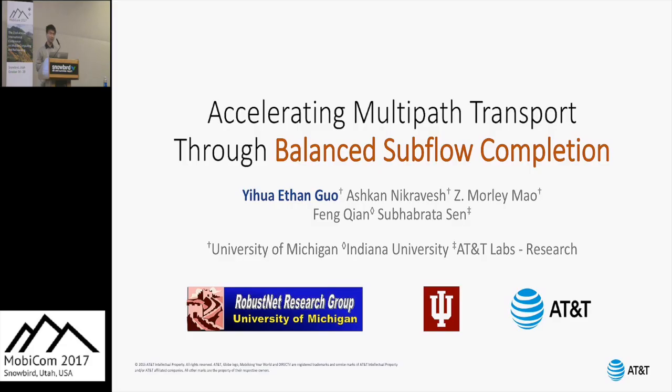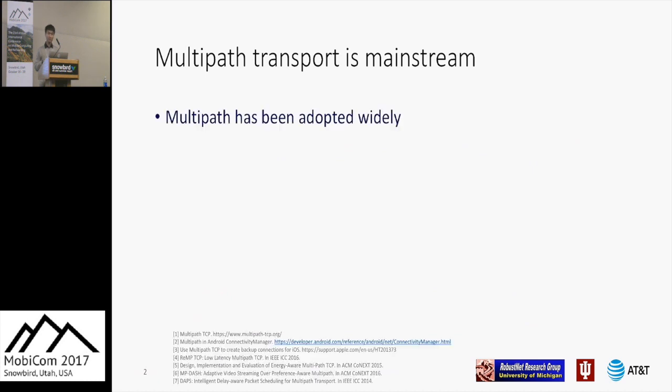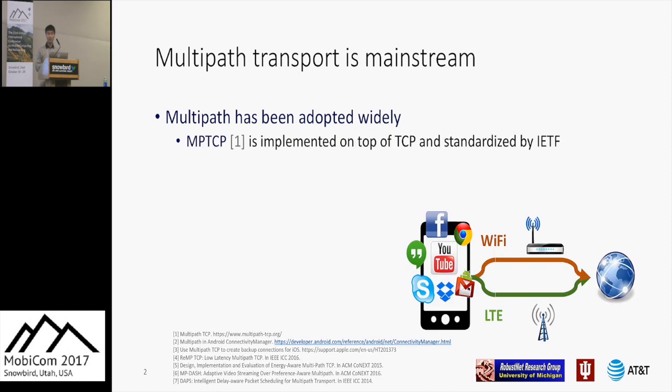Today I'm presenting our work, accelerating multipath transport through balanced subflow completion. Using multiple networks at the same time has been widely adopted. We have seen that multipath TCP is standardized by IETF and implemented on top of TCP in Linux. We have also seen that the latest versions of Android and iOS have provided multipath APIs for mobile applications. So multipath transport is becoming mainstream on mobile devices.